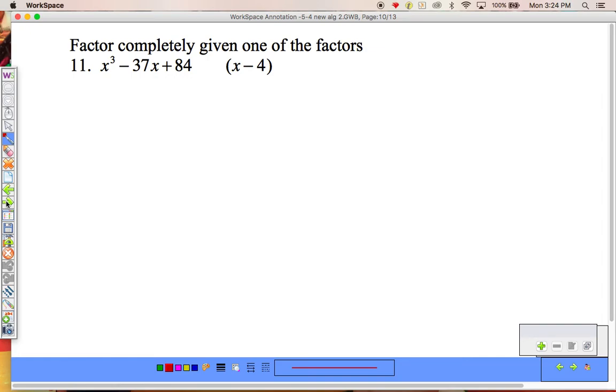Looking at this, I'll just tell you, because it's an x to the third, I need to have 3 factors. It's always going to work that way: 3 factors for an x to the third. So if I know this is one of them, I'm going to take x minus 4 out of that, and that's going to leave me with an x squared term. We know how to factor x squared terms pretty easily. So that's what we're going to do.